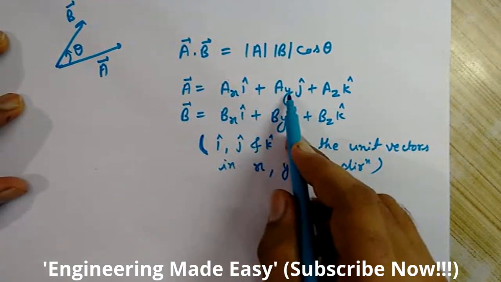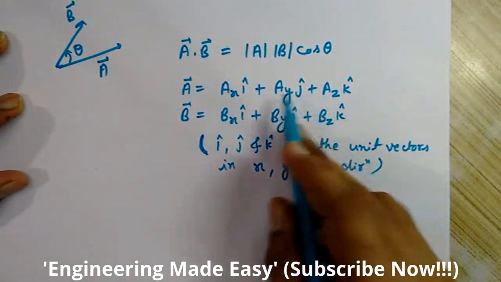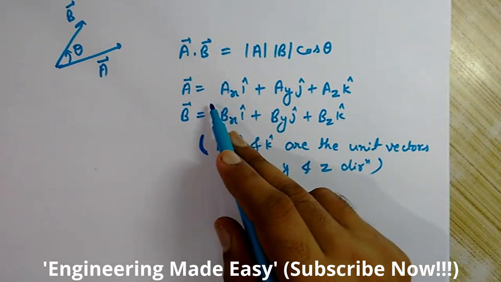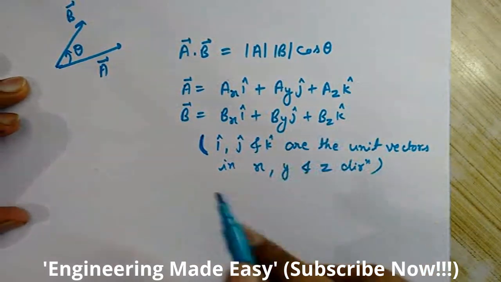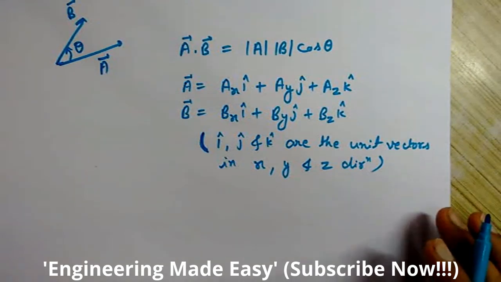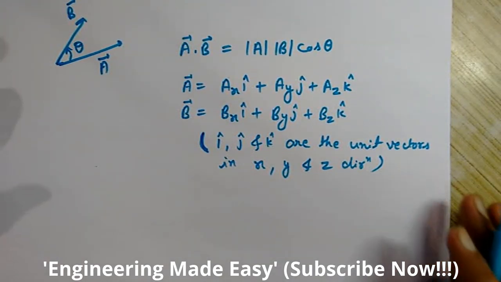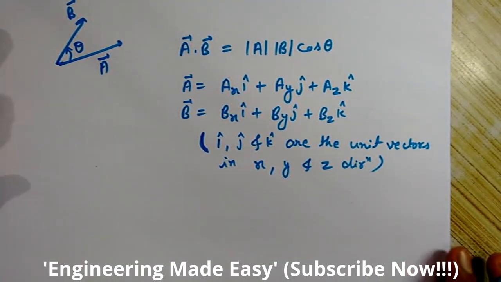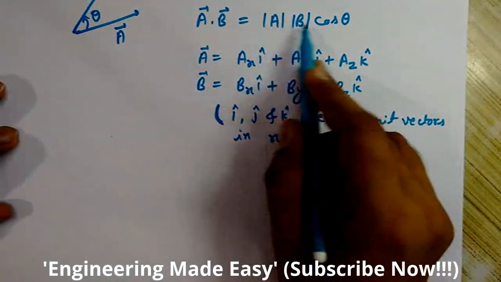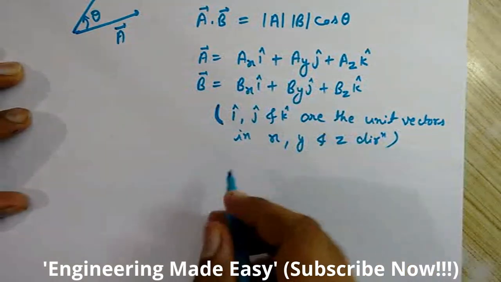And these AX, AY, AZ are the components of the vector A in x, y and z directions, these three coordinates x, y, z, and similarly BX, BY, BZ are the components of the vector B along x, y and z. Okay, and also these A and B are the magnitudes of vector A and B.